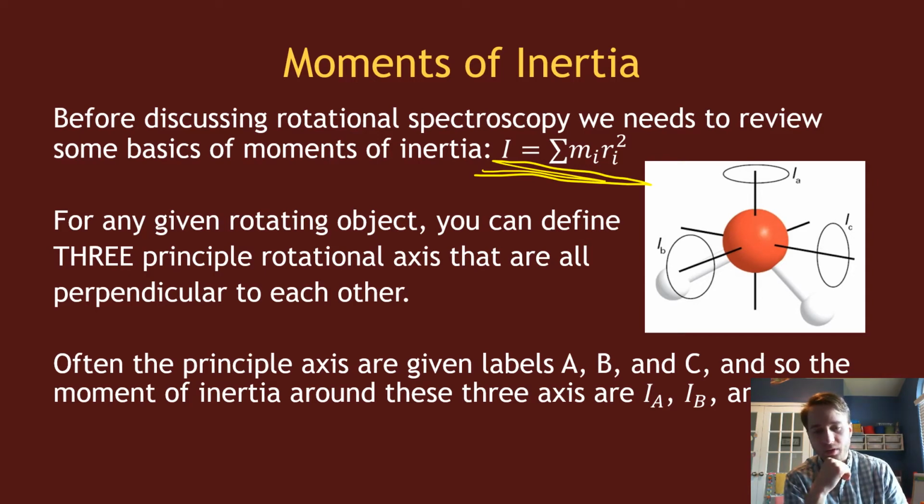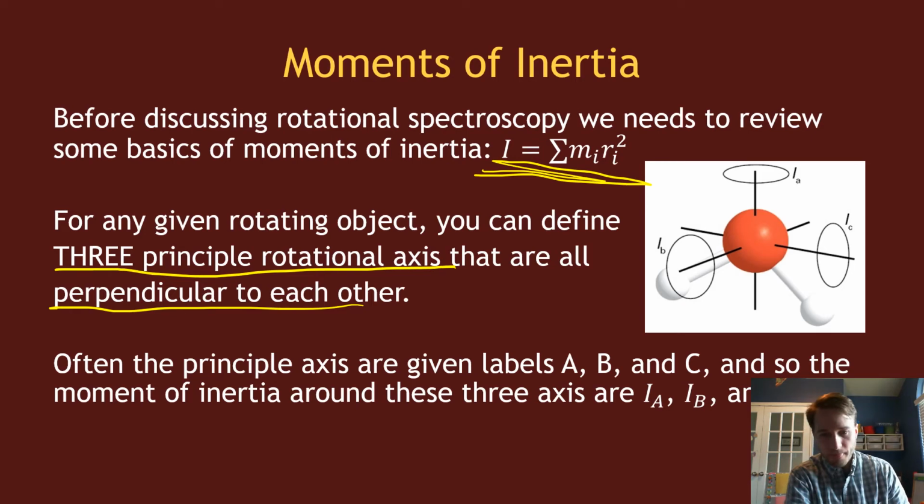And this moment of inertia is going to differ from molecule to molecule, and each molecule is going to have what are called 3 principal axes of rotation. These principal axes are all going to be perpendicular to each other. What makes something a principal axis of rotation is that if you rotate around that principal axis, you are not inducing any type of rotation around any other axis.